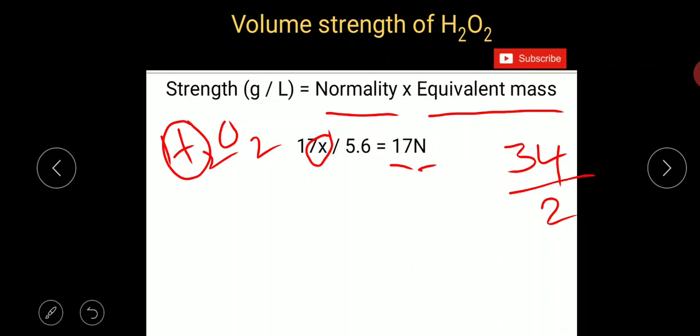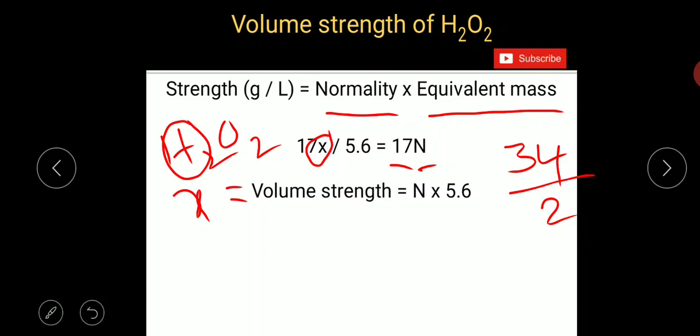Then what is the relation you will get between volume strength x and normality? Volume strength is equal to normality of hydrogen peroxide into 5.6. So whenever normality of hydrogen peroxide solution is given, to convert that into volume strength, you can use this formula. Normality when multiplied with 5.6, you will get volume strength.